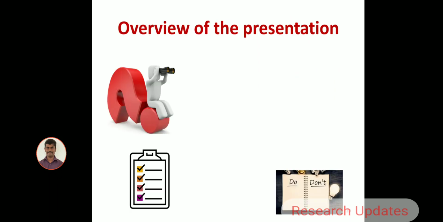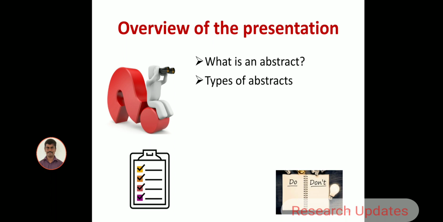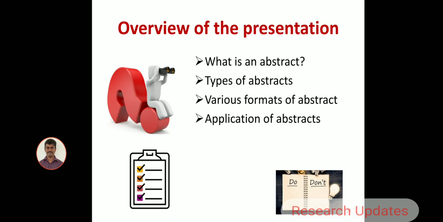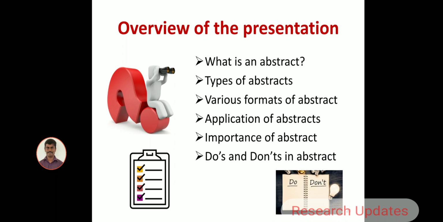First, we'll start with an overview. The presentation includes what is an abstract, what are all the types of abstracts, various forms of abstract, the application of abstracts, importance of abstracts, the do's and don'ts that you have to remember while preparing an abstract, and finally we will see the checklist which you have to remember while preparing the abstract. With this brief overview, we move on to the abstract writing.